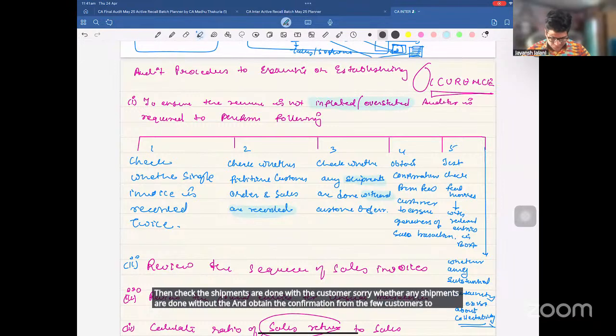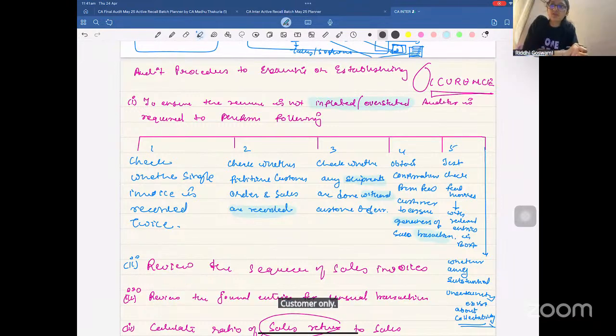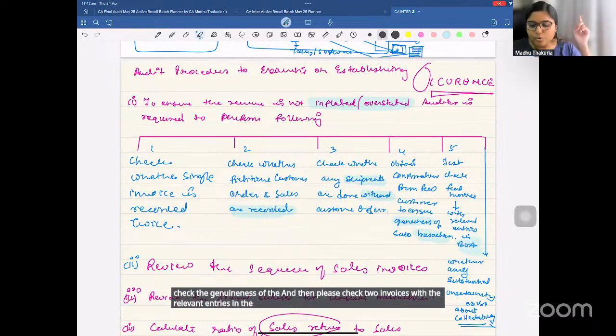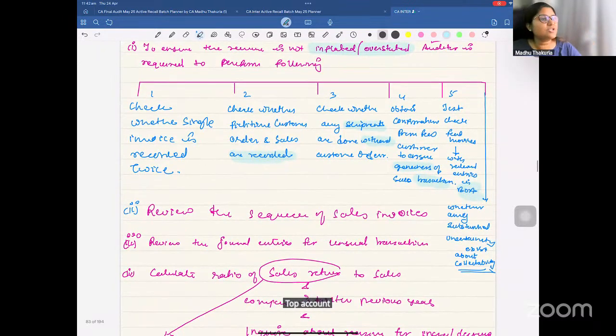the genuineness of the sales transaction. And then let's check a few invoices with the relevant entries in the books of account, and whether there is any substantial uncertainty regarding its collectability. Then you will check the sequence of the sales invoices.